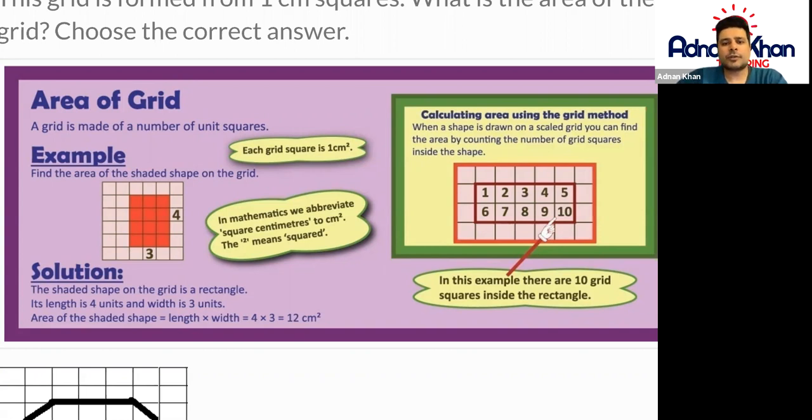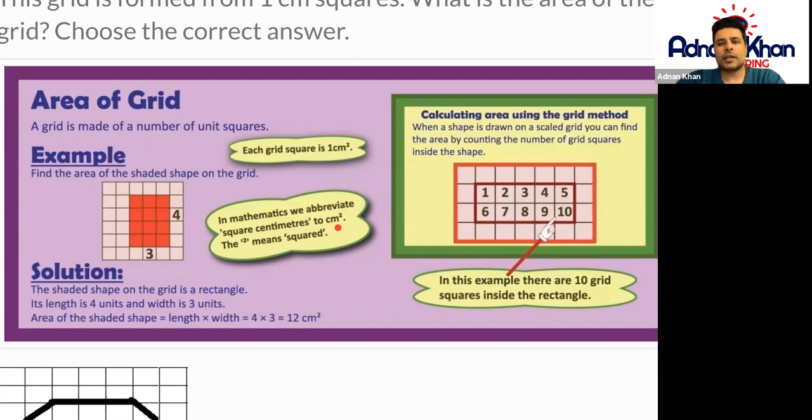With this particular question, we can see that this shape here has 3 squares as a width and 4 squares as a length. So we can just multiply 3 times 4, which is 12 centimeters squared. Remember that the answer for area is always written as centimeters squared or meters squared because you're multiplying 2 numbers together. We write centimeter squared as this symbol here: cm for centimeters and a small 2 on the top right hand side, which means squared.